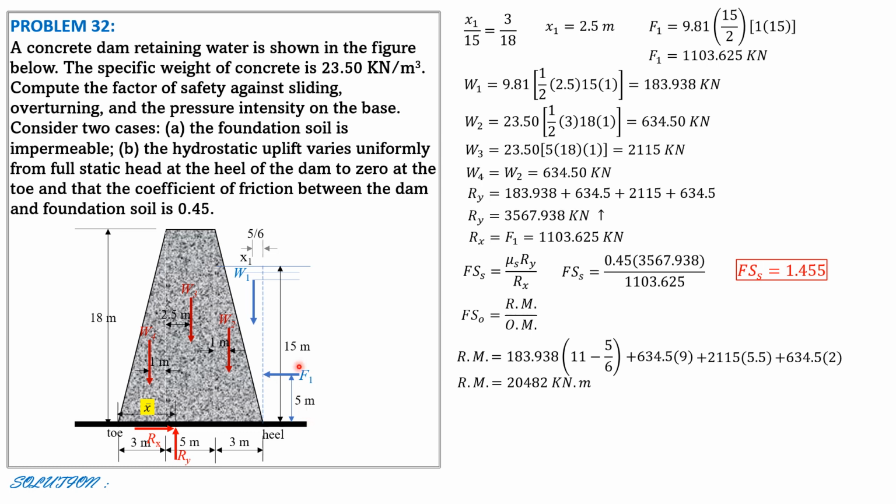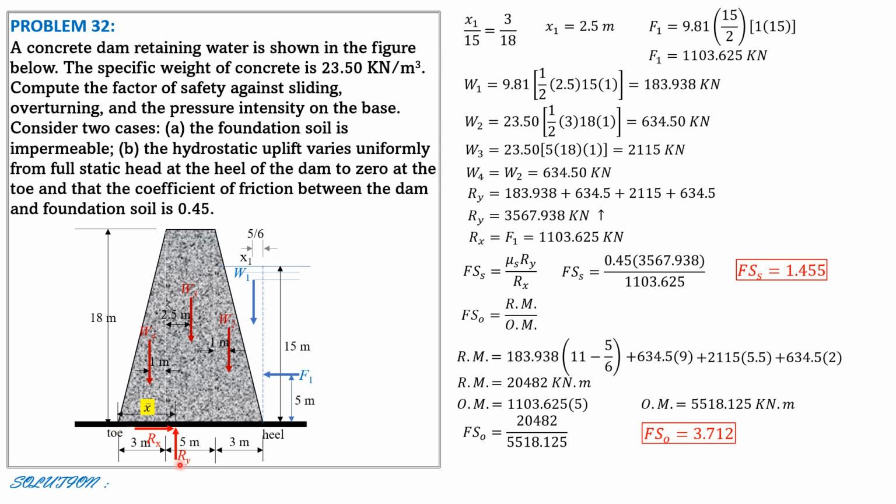So F1 times 5. So overturning moment is 1103.625 times 5, which is equal to 5518.125 kilonewton meter. So we can now compute factor of safety against overturning. It is equal to 20,482 divided by 5,518.125. So factor of safety against overturning is equal to 3.712.